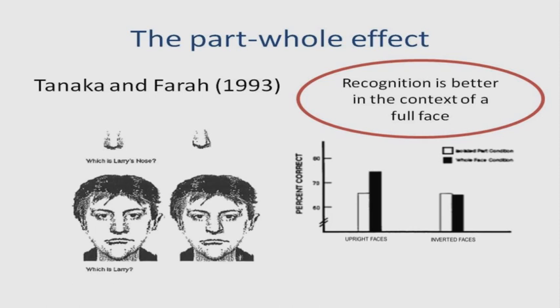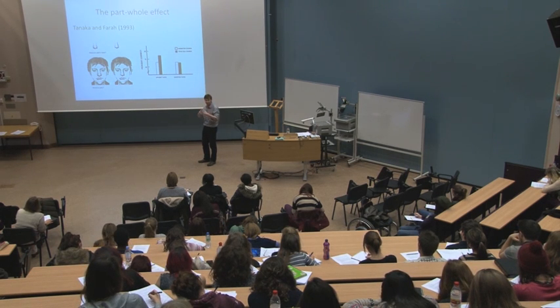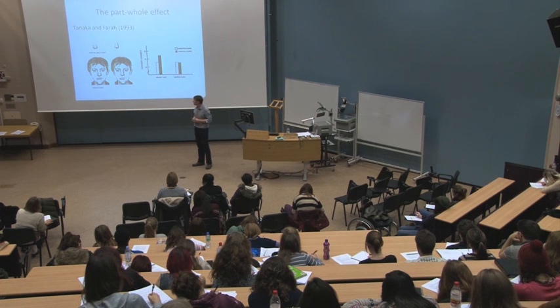Here are the results. So the bars show what proportion of people got this test correct. In the white condition, we've got where you were just looking at the feature, which is Larry's nose. And in the black bar, we've got when you were in the whole face. And what they found was that you're much better in the whole face condition, but only in upright faces. So if you're learning upright faces, you were better when you saw the nose, the feature that's changed, in the context of the whole face, than when you just saw the feature. But this effect went away when we turned it upside down.